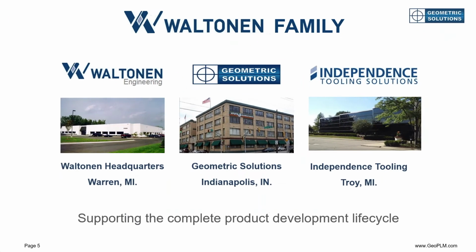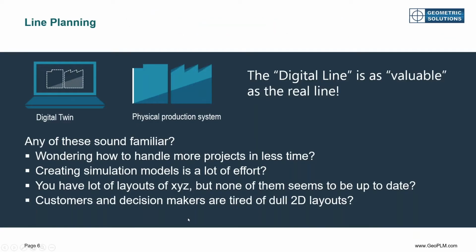Thank you. That was a great introduction, and let's get to this. Okay, so today's topic is really going to be focusing around line planning. What we're doing is making a digital twin of the physical production system. We're trying to do multiple things: try to do projects in less time. These digital twins can be used downstream in simulation models. And if you have those, how can we make those all work seamlessly?